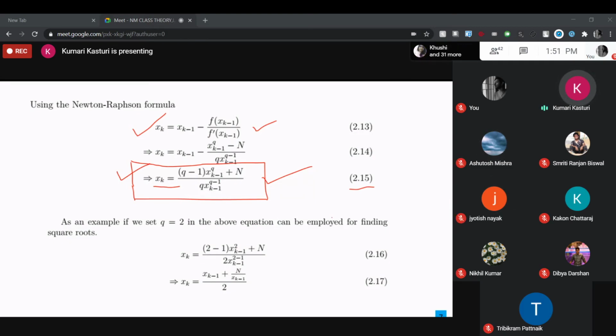Now the next one is actually an example given there. If q is given as 2, then at the place of q you have to replace 2. Then xk is equal to (2 minus 1) xk minus 1 to the power 2 plus n, divided by 2 into xk minus 1 to the power 2 minus 1. If we solve this, it will come: xk is equal to xk minus 1 plus n divided by xk minus 1, all by 2. It is one example given to you.